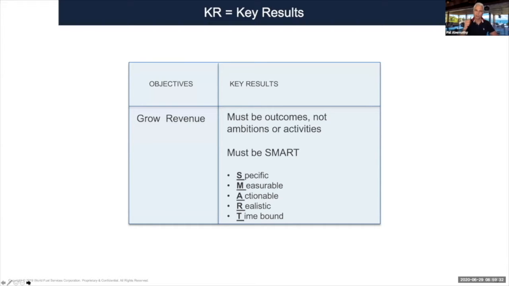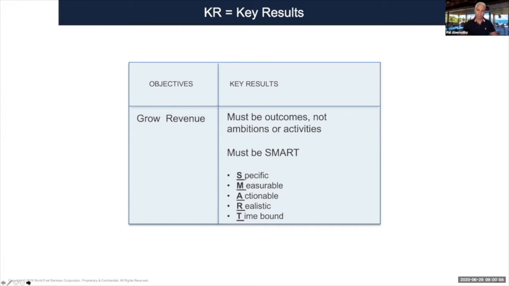So key results must be outcomes, not ambitions or activities. So for example, I see a lot of OKRs where the KRs are basically your initiative list. That is not a key result. That's an activity that will result in the key result, for sure. So key results should be outcomes. So let's say I have an activity, let's say implement Salesforce. It's a great one. We have to implement Salesforce. That's not a key result.